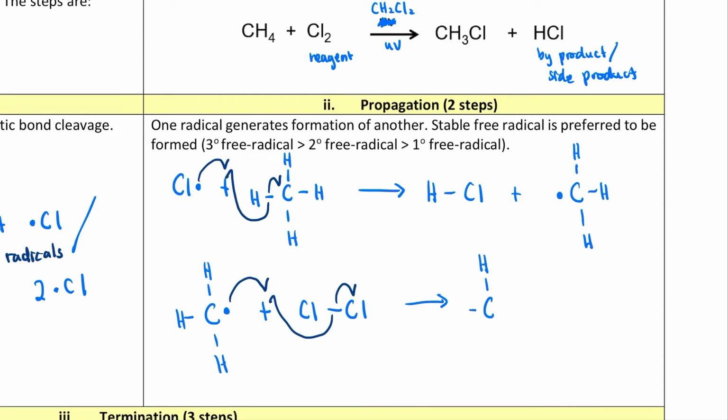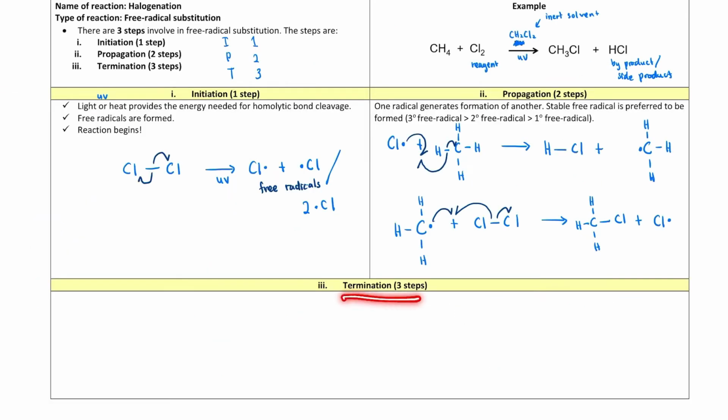Okay, so kita dah dapat dah produk kita. Our product is CH3 bonded with Cl. Okay, and then another one is Cl radical. Okay, so itu untuk propagation step. Simple sahaja. The next step is termination step.